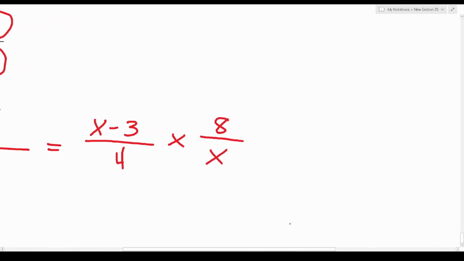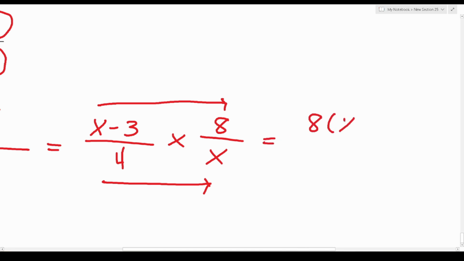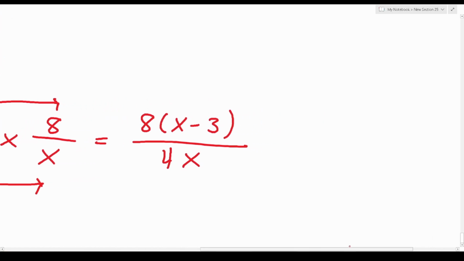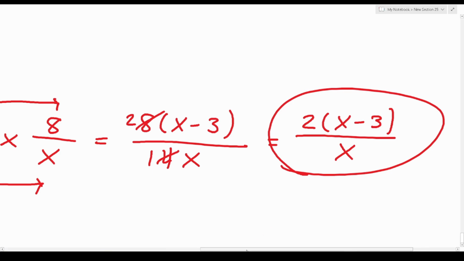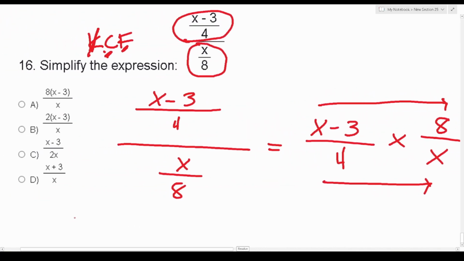Okay? Now we're just multiplying fractions together. So we're going to multiply straight across. So this becomes 8 times x minus 3 all over 4 times x, or just 4x. We can reduce this 8 and 4. Again, 4 goes into 4 one time, and 4 goes into 8 two times. So this reduces to 2 times x minus 3 all over x, which is answer choice B. Okay, so that's that one.